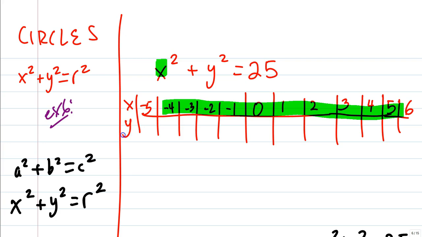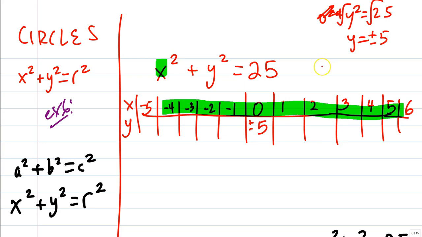Alright, so where are we at? So I'm going to start with an easy number. I'm going to start by plugging in a 0. 0 squared plus y squared equals 25. How about just y squared equals 25? When I square root that, I get two answers. That means this is not a function. Doesn't mean we can't graph it, just means it ain't going to be pretty.